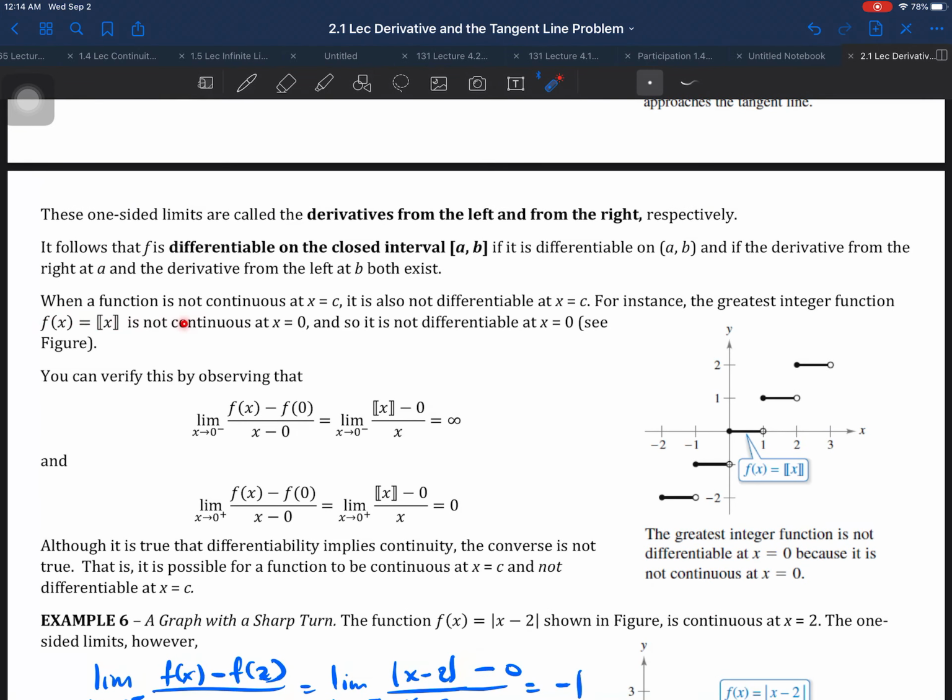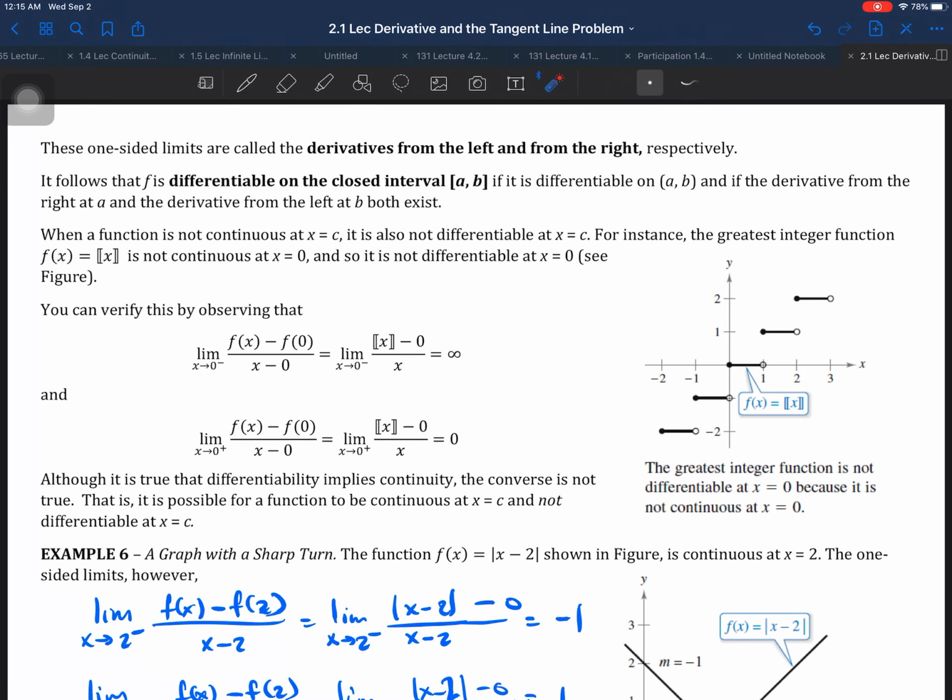Given the function, when the function is not continuous at x equals c, it is also not differentiable at x equals c. For instance, the greatest integer function f of x equals the greatest integer of x is not continuous at x equals 0, and so it is not differentiable at x equals 0. So we can see here that f of x minus f of 0 over x minus 0 coming from the left side of 0 will be, well, what do we know about f of x? This is the greatest integer. What do we know of f of 0? It's going to be 0. And x minus 0 is x. Well, this is the greatest integer over x.